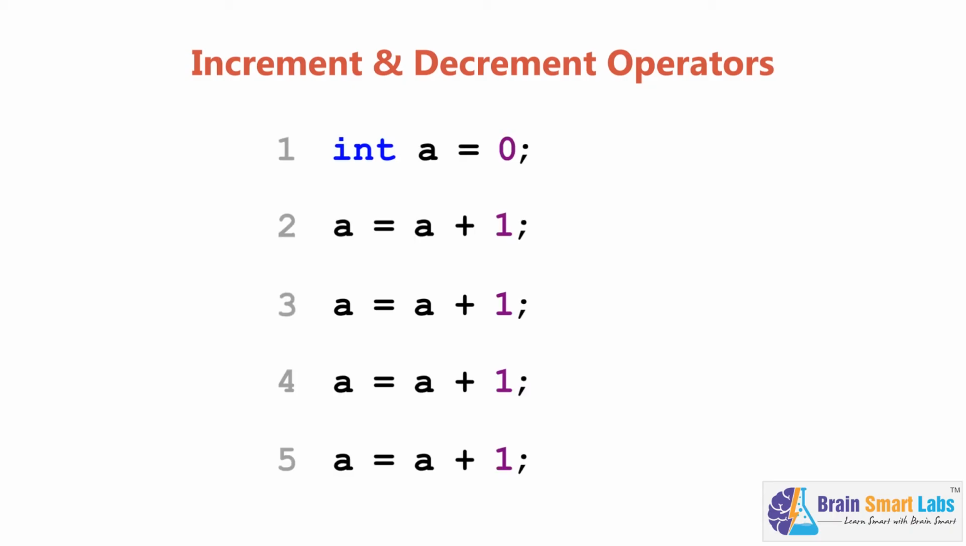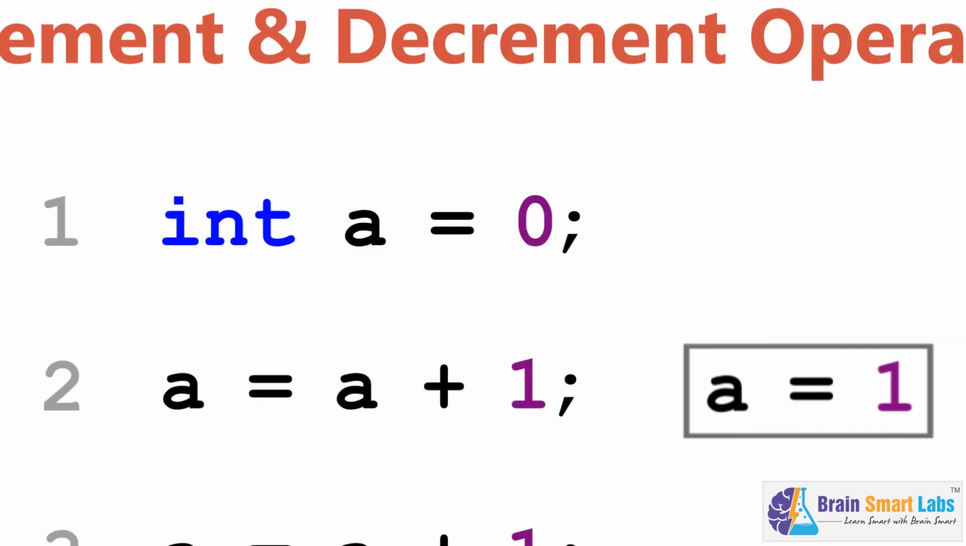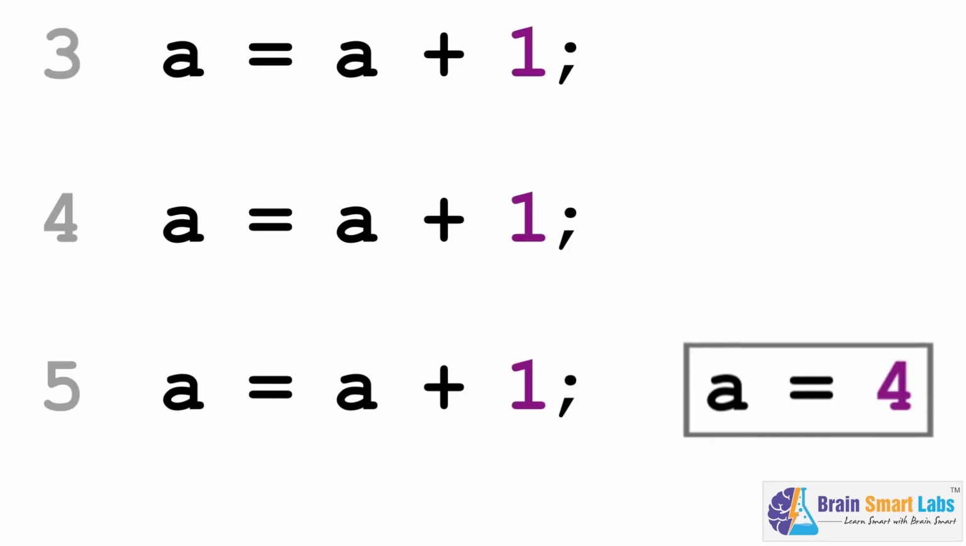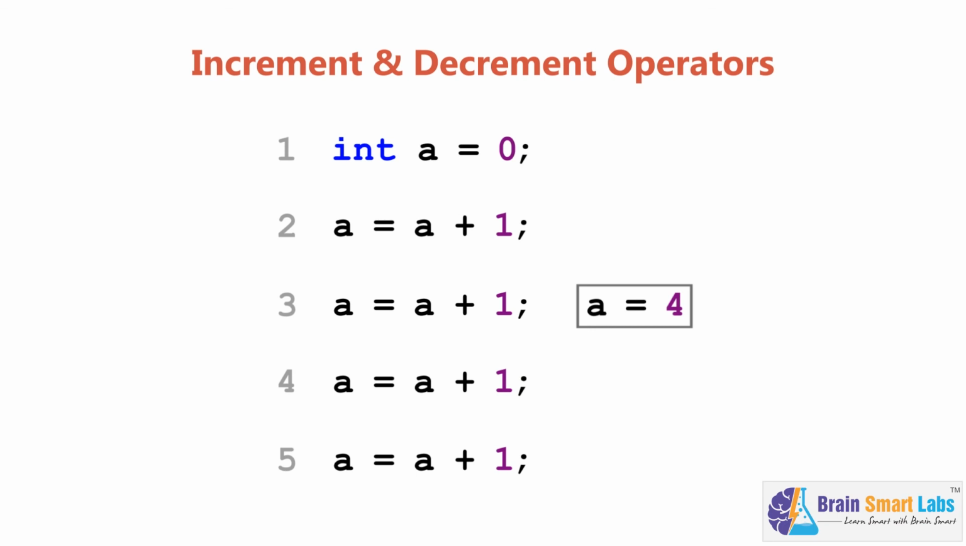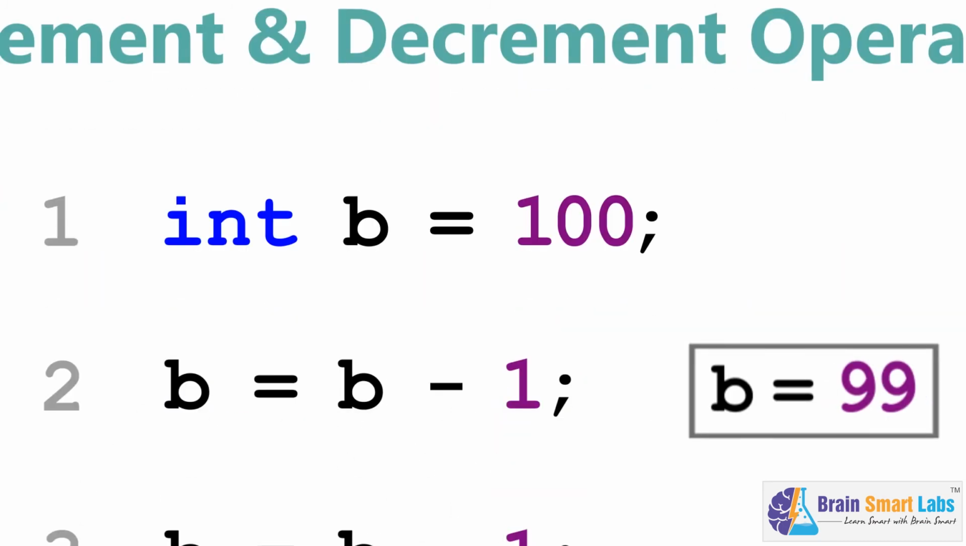Consider an integer variable a which is first initialized to 0. Imagine, in every step if you want to increment its value by 1, you as a programmer needed to do addition operation in every line, which is a very painful task. Likewise, consider another integer variable b which is first initialized to numerical value 100.